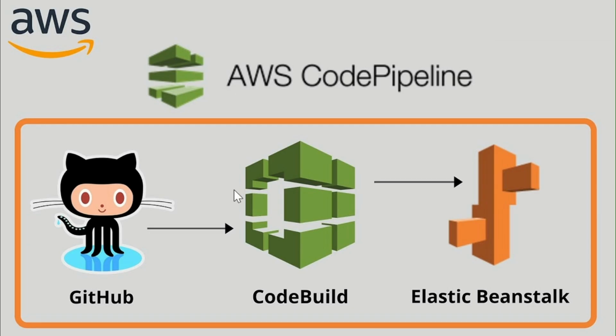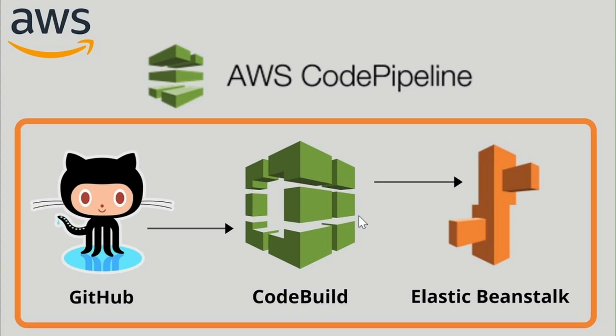Let's get started. In this workflow, we write code and push it into GitHub. CodePipeline detects the changes and pushes them into Elastic Beanstalk. This gives us continuous delivery with zero manual deployment steps.